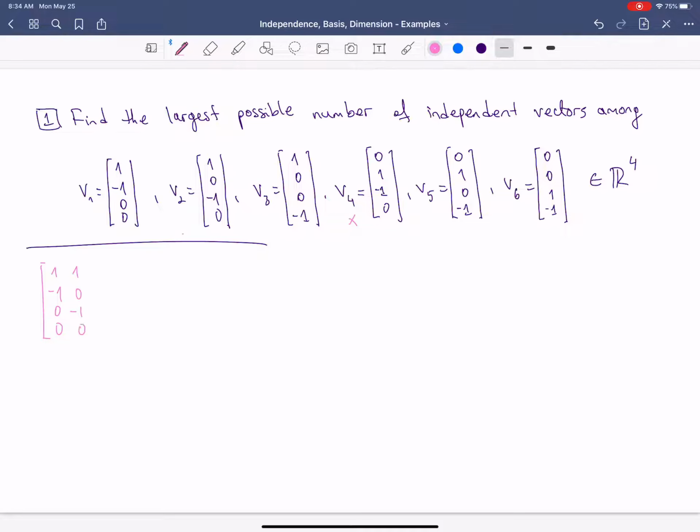So I know I'm going to have at least 3 pivot columns, but am I going to have more? And that is not obvious. Actually, now I see something that says, yes, it is obvious that I cannot have 4. Why is that? Well, if I add all the components of V1, I get a 0. If I add all the components of V2, I get a 0. If I add all the components of V3, I get a 0. Same is true for V4, V5, V6.